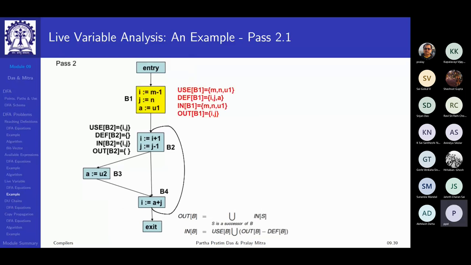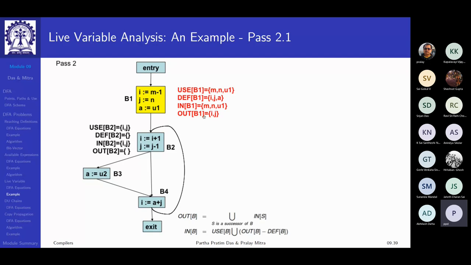Now in pass 2, what do I get? In B1, I will have the outset as union of insets. Okay. Now it has only one successor.